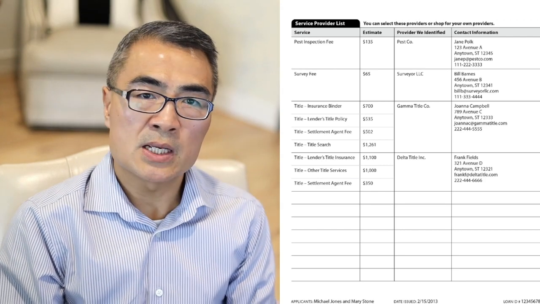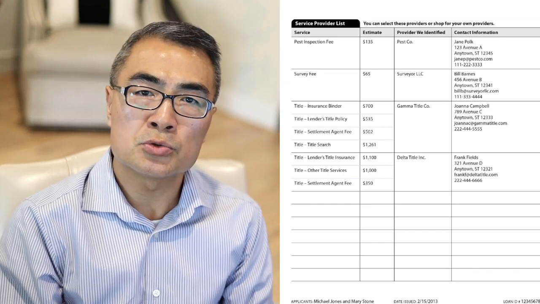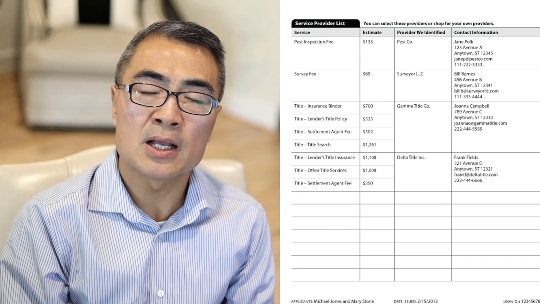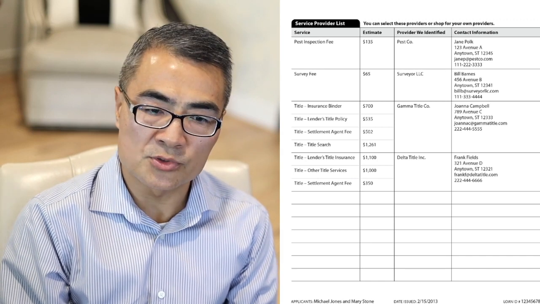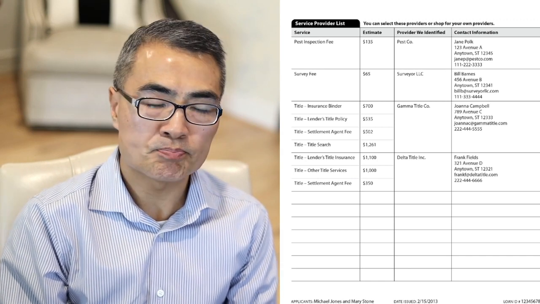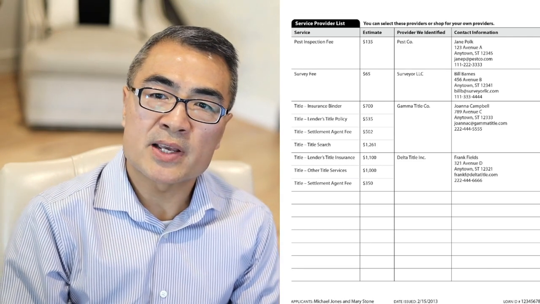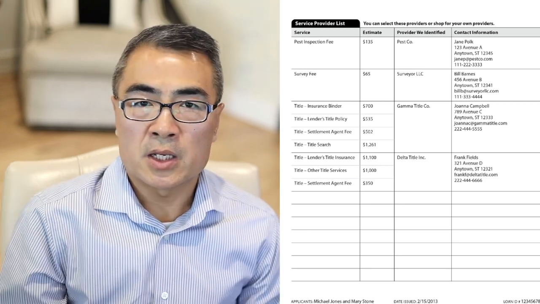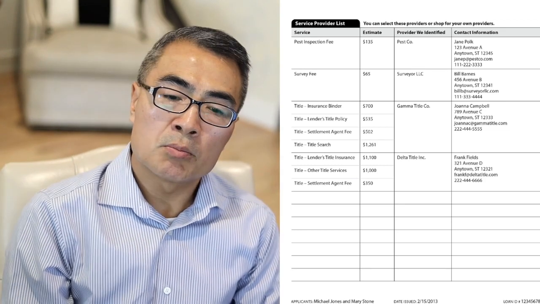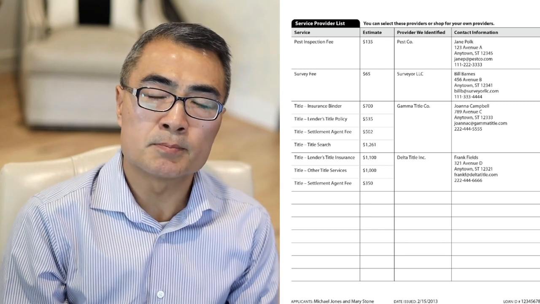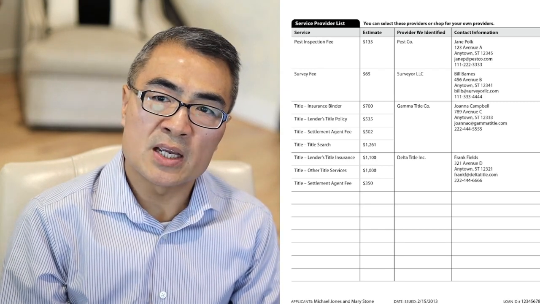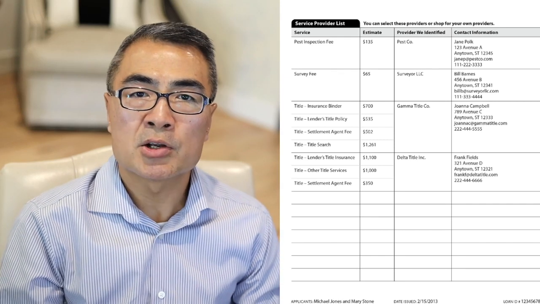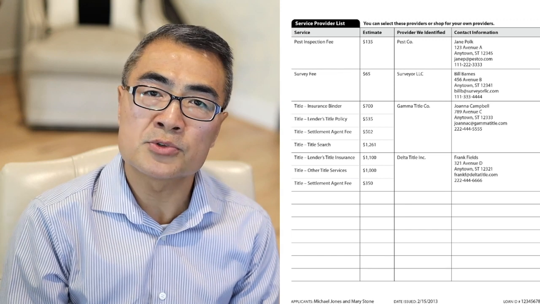Number two, it's critical to list at least one service provider that's actually available to the consumer. What does available mean? Let me give you an example. Let's say we're closing a purchase transaction in Houston, Texas. In connection with this loan, the borrower is permitted to shop for a title provider. So we could disclose a title company, for example, Stewart Title Company. Then that Stewart Title Company is available to the consumer.